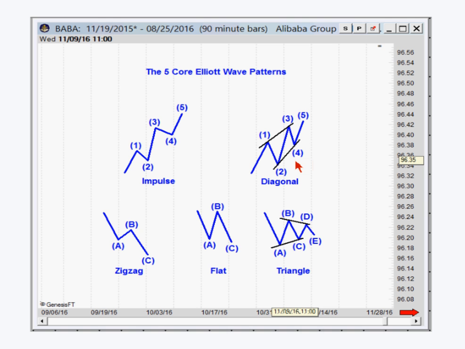The primary difference between these two patterns is that the impulse wave tends to denote the direction of the larger trend, whereas the diagonal, again, is a terminating wave pattern that you typically find at the end, or as in the fifth wave position, for example, right here, of an impulse wave, or as, say, for example, wave C of a zigzag.